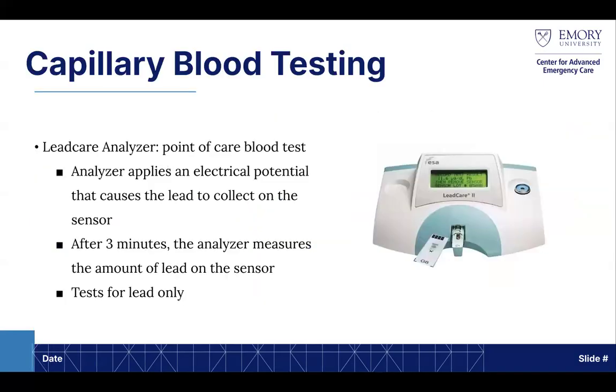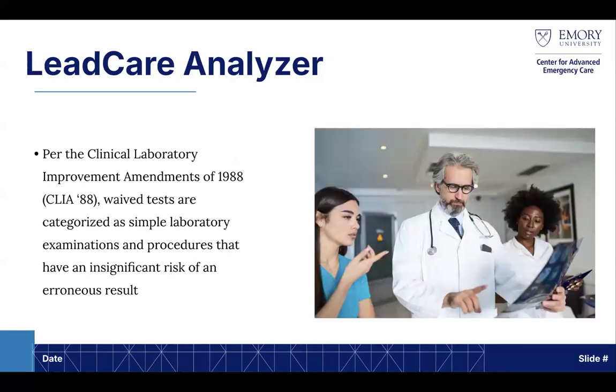So let's start with the method many clinicians encounter in the field, the LeadCare analyzer. This is a point-of-care device cleared under the Clinical Laboratory Improvement Amendments of 1988, meaning it's a CLIA-waived test, simple and low risk for operator error. Here's how it works. An electrical potential is applied to collect lead on a sensor. After about 3 minutes, the analyzer measures the amount of lead on that sensor. As I mentioned, per the CLIA Amendments of 1988, waived tests are categorized as simple laboratory examinations and procedures that have an insignificant risk of an erroneous result.